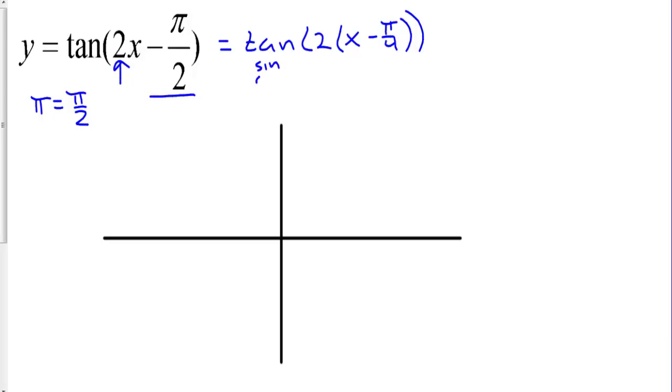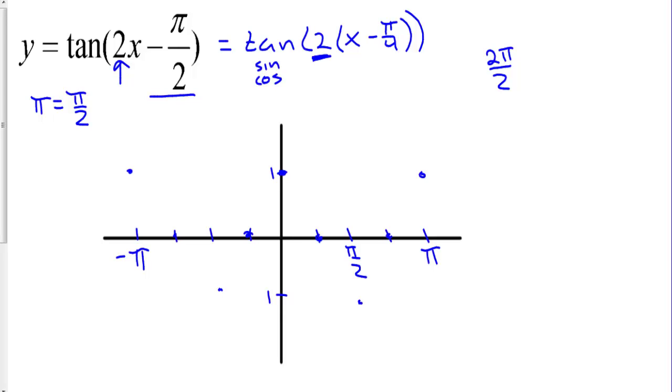Tangent is sine over cosine, so we're going to graph cosine. 1, 2, 3, 4. And cosine is normally 2 pi, so when we divide that by the 2, this is going to be pi. So this is pi over 2 right here. 1, 2, 3, 4. So this is going to be negative pi. With cosine, we're going to go up to 1 and down to -1. And cosine starts at the highest point and then goes to 0, lowest, 0, and back to the highest. So we just repeat that pattern on the other side.